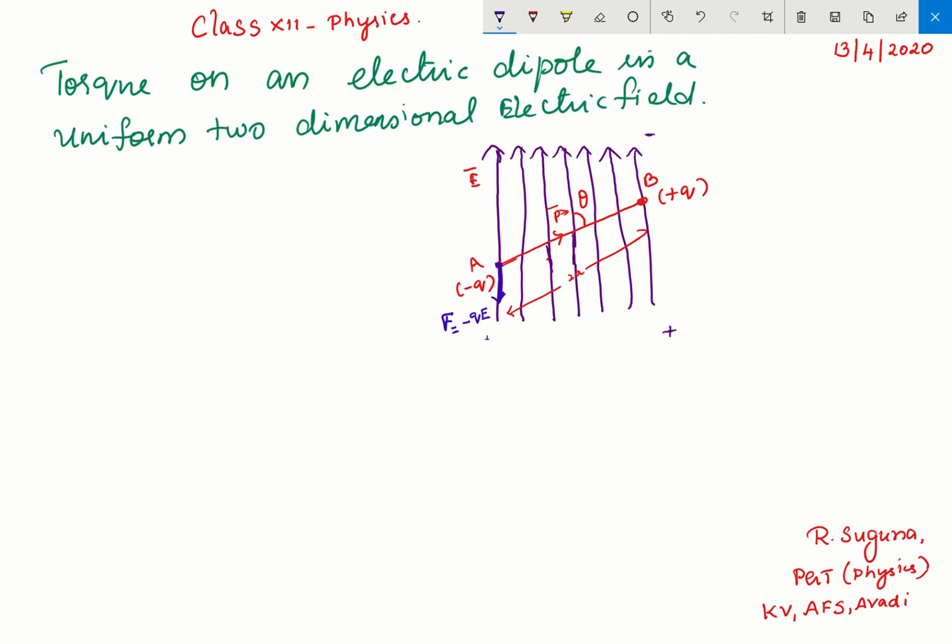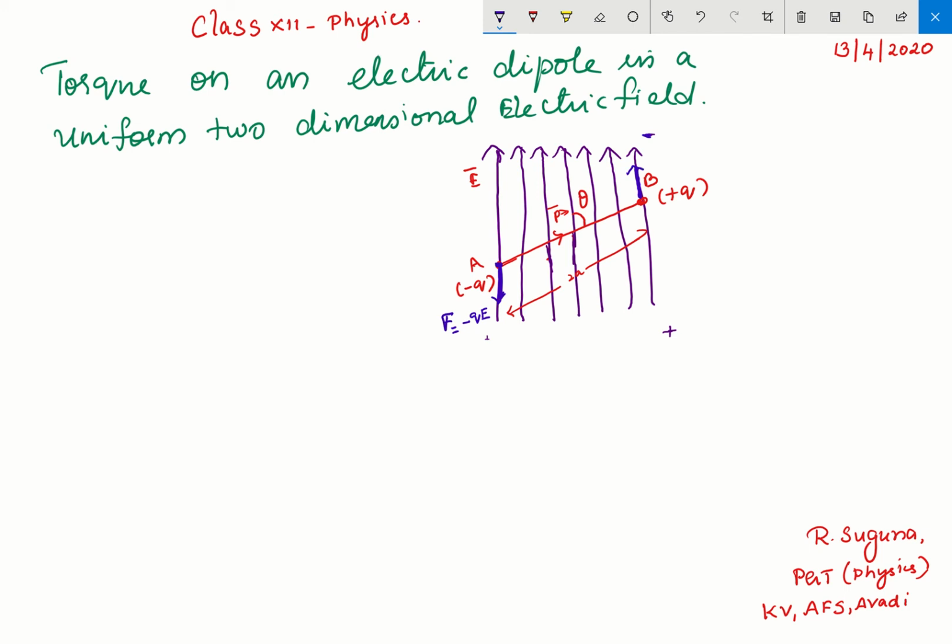You know that F is equal to QE. Here, what is the charge? Minus Q, right? Like that, you come to B. Okay, charge plus Q is kept here. When plus Q is kept here, it will be attracted towards the negative side. That is, it is in this direction. Why? Because here it is negative, na? So it will experience a force in this direction.